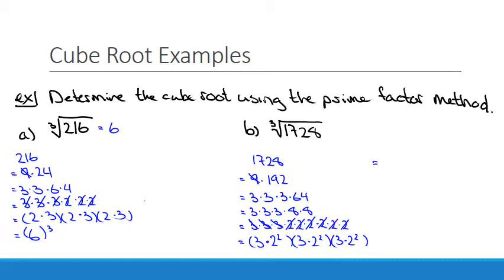Determine the value of the bracket. 3 times 4 is 12, and again, there's 3 of them. So we're saying 12 times 12 times 12 equals 1,728. Therefore, the cube root of 1,728 is 12.